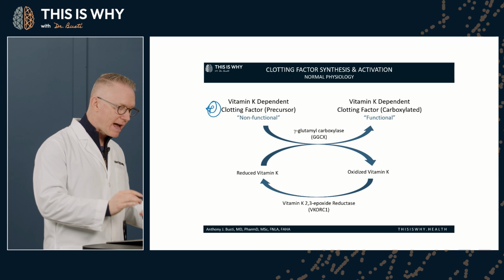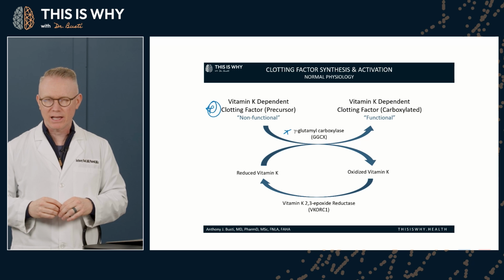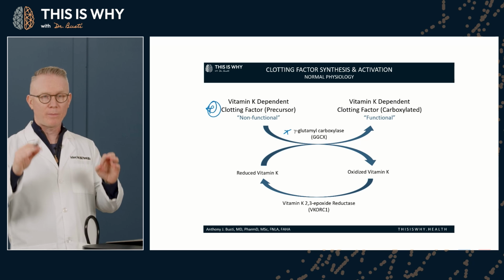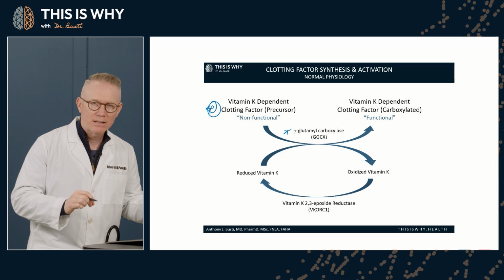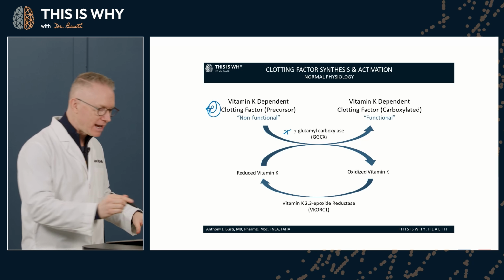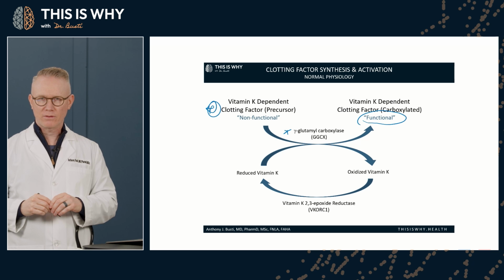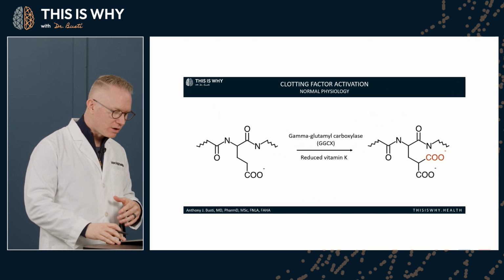Well, part of the way they get activated is through this enzyme, gamma-glutamyl carboxylase. Now, enzymes facilitate a chemical reaction, and carboxylase is going to carboxylate that clotting factor, and it now makes it functionally active. Okay? So it can work, right? Well, what does that look like?